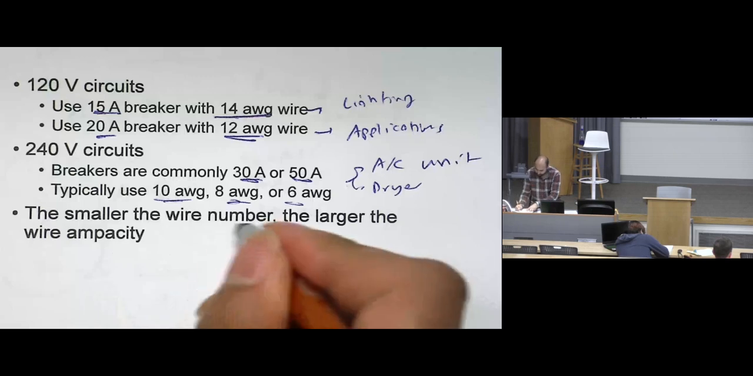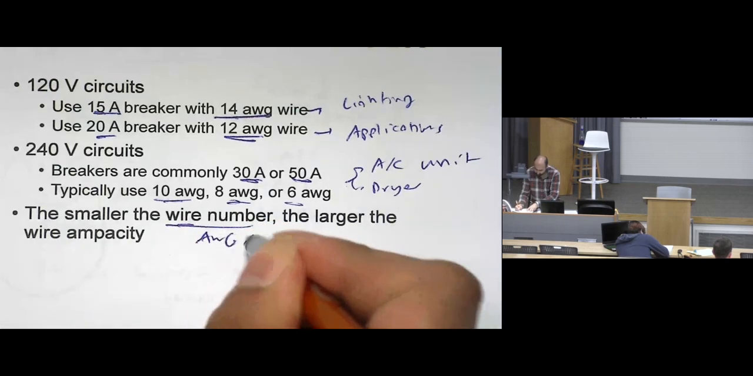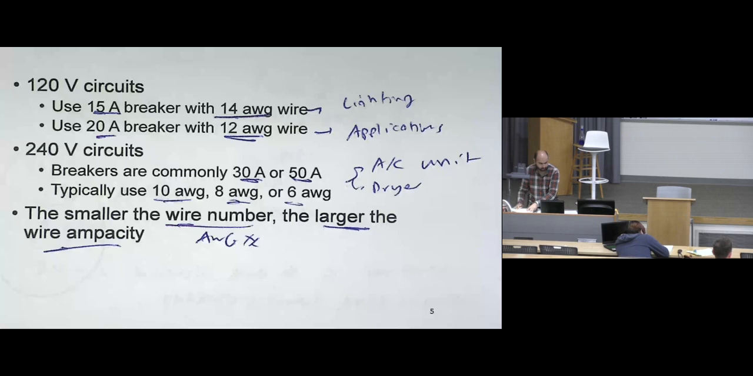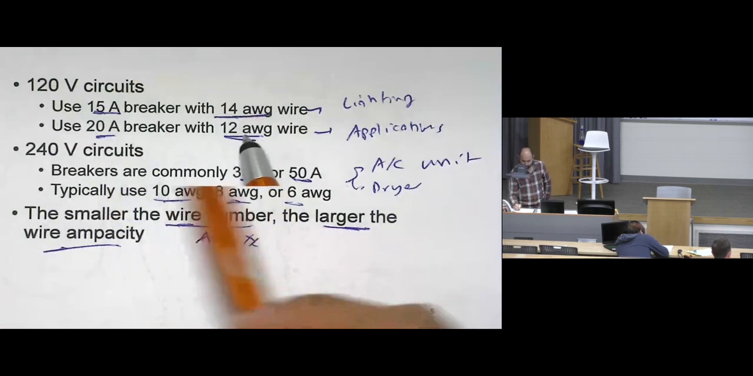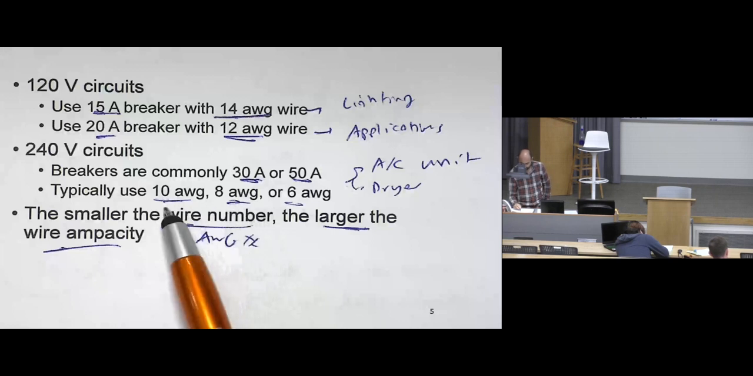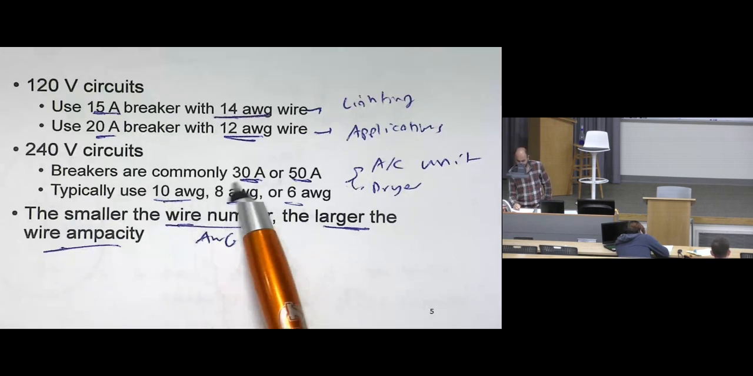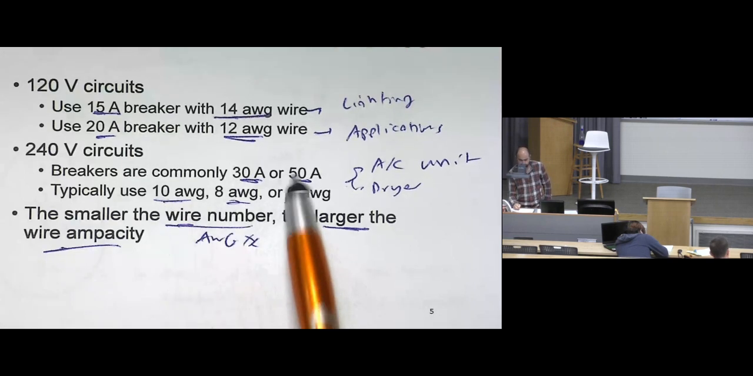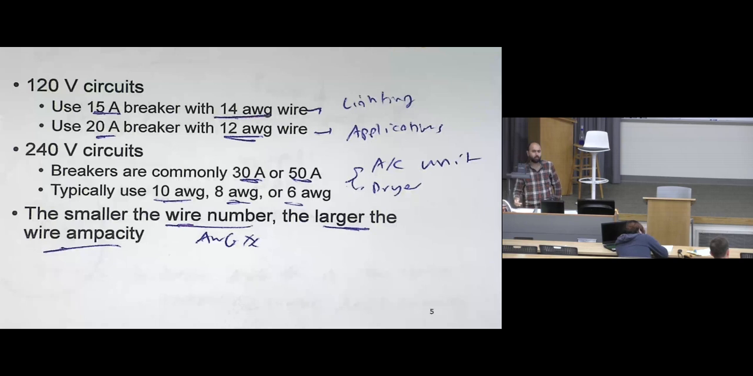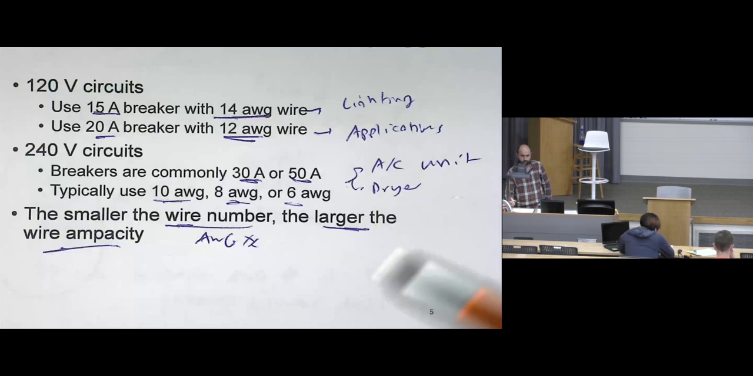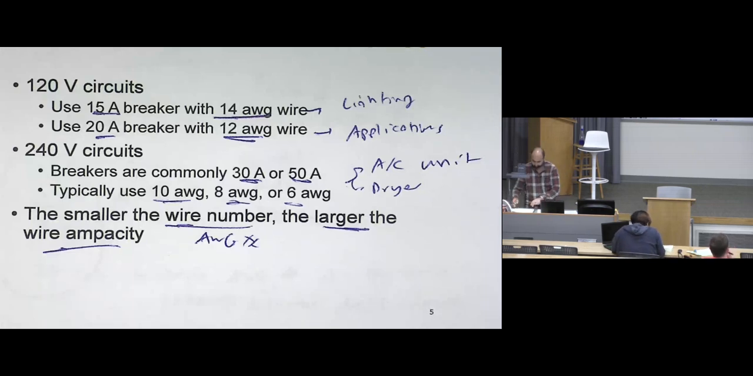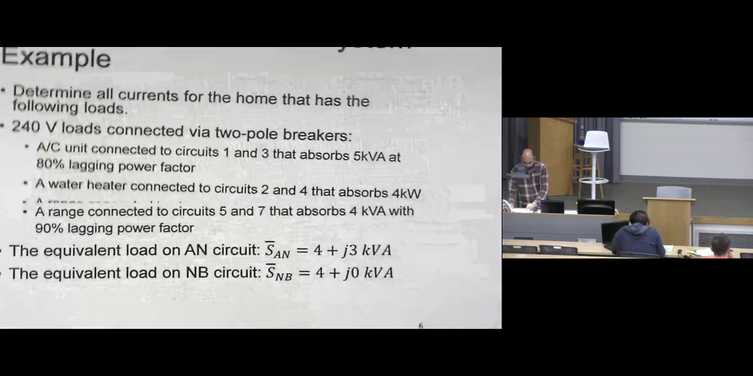The smaller the AWG number, the larger the ampere capacity. So AWG 14 can handle 15 amperes, AWG 12 handles 20, AWG 10 handles 30, and I think AWG 6 handles 50. You don't need to memorize all of this. I just want you to understand that the higher the number, the lower the capacity, and vice versa. Okay, clear? Let's see this example quickly.